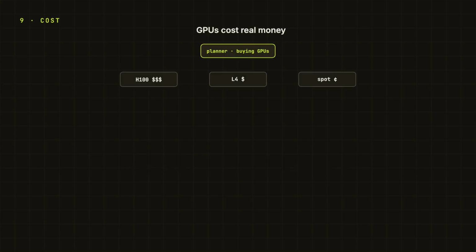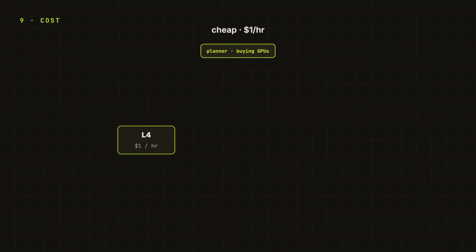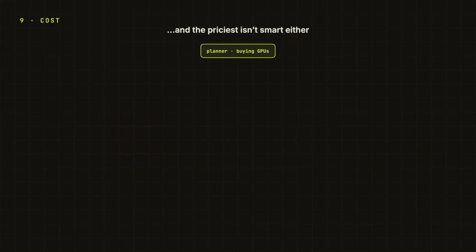So the slow loop is adding capacity, but capacity costs money, and the GPUs are stupidly expensive. So which one it buys matters. And the intuition here is backwards. The cheapest GPU is not the cheapest answer. A slower, cheaper card costs less per hour, sure. But if it misses your latency target, if users just sit there waiting, it's worthless for that job, however cheap it looked. And flip it around, the fastest, most expensive GPU isn't automatically the smart buy either.